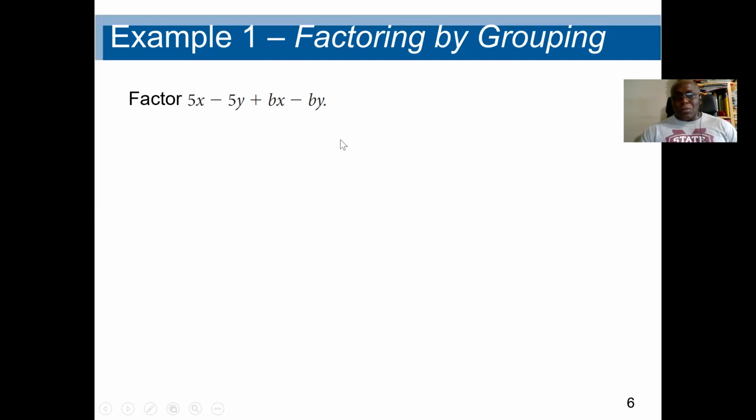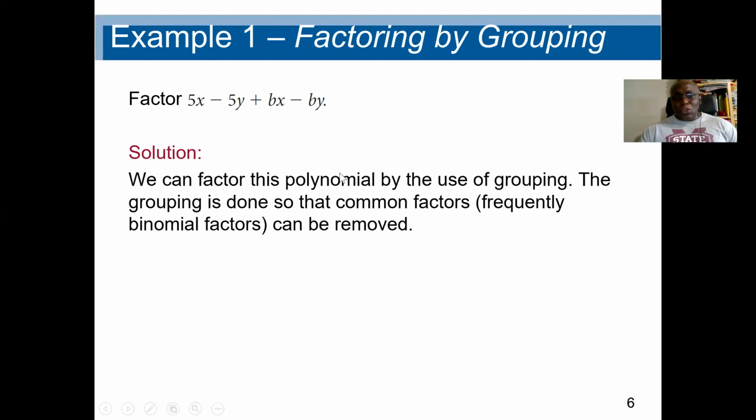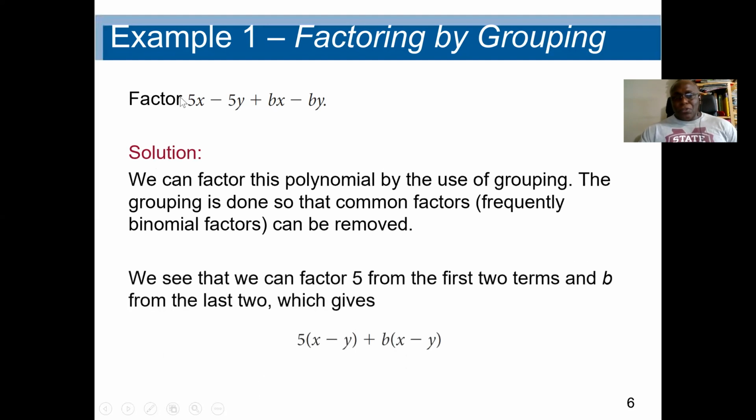I'll group bx minus by, then bx and 5x minus 5y. So we are going to get 5(x minus y). There's a plus here. Then b is common, b(x minus y). Now, the main rule here is that when I do factoring by grouping, when I factor the two groups here, I should get the same term in the parentheses. So I have 5(x minus y) plus b(x minus y).